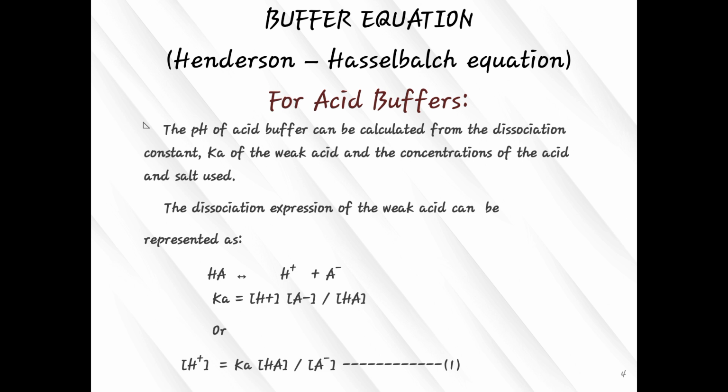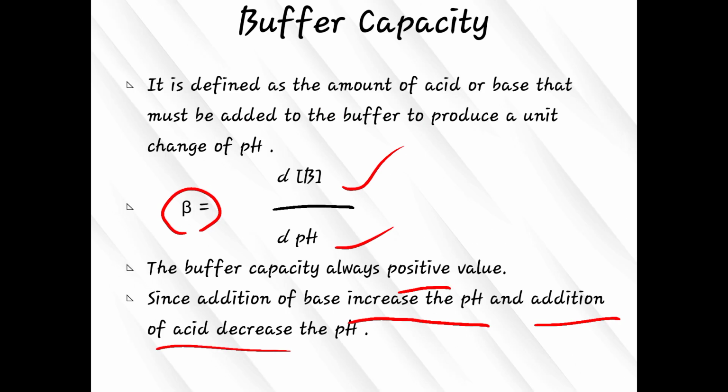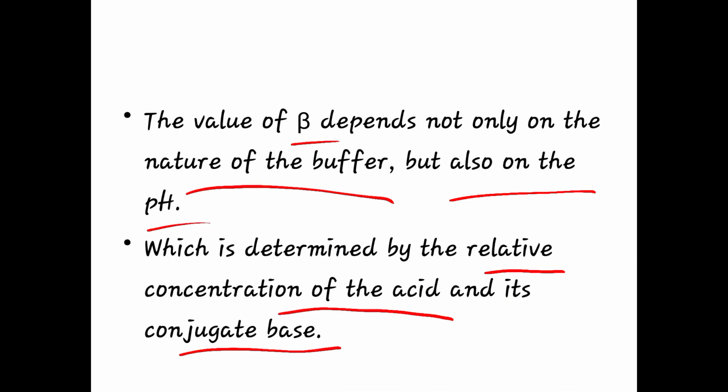This is the buffer capacity: the amount of acid or base that must be added to the buffer to produce a unit change of pH. It is denoted as beta. The equation is beta equal to the derivative of concentration of base divided by the derivative of pH.